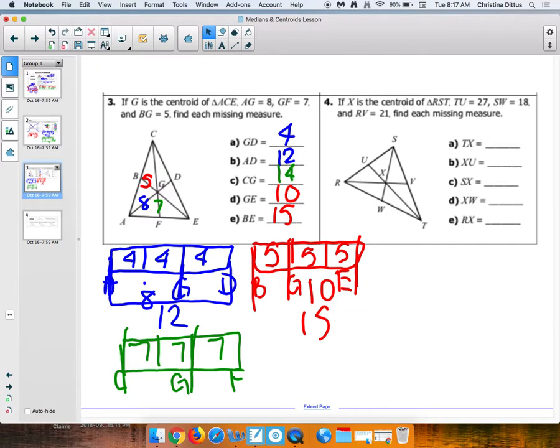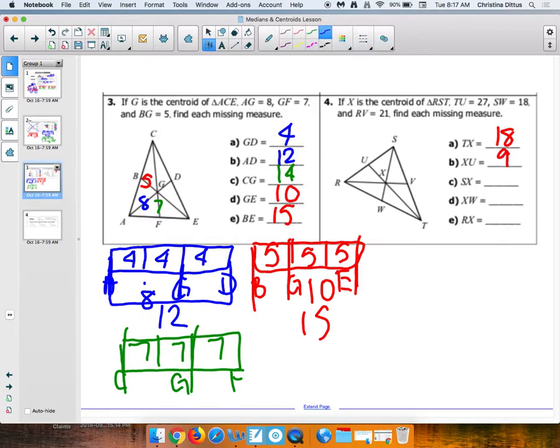In number 4, TU is the whole line. So I gotta split that whole thing how many times? 3 ways, okay? So the whole line's 3 ways. T to X, is that 2 of them or 1 of them? 2. So if I split 27 3 ways, I get 9. So 2 of them makes 18. What's left for XU? Just 9, 1 box.